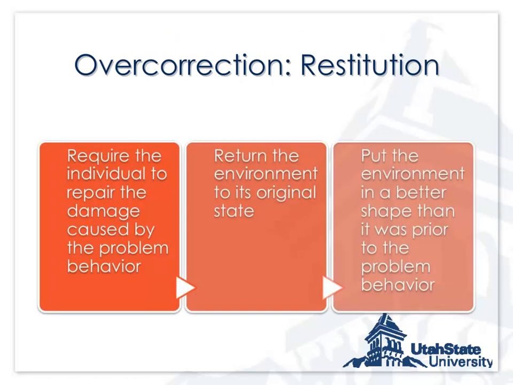Restitution is an overcorrection procedure where the individual is required to repair the damage caused by a problem behavior. Specifically, the individual is required to return the environment to its original state, as well as put it in better shape than it was prior to the problem behavior. For example, if an individual throws a cup of juice on the floor, he would be required to wipe the juice up, as well as clean the entire floor.